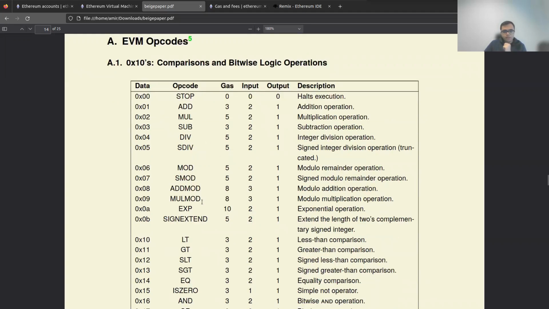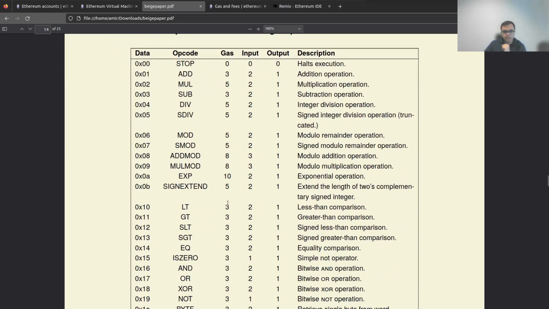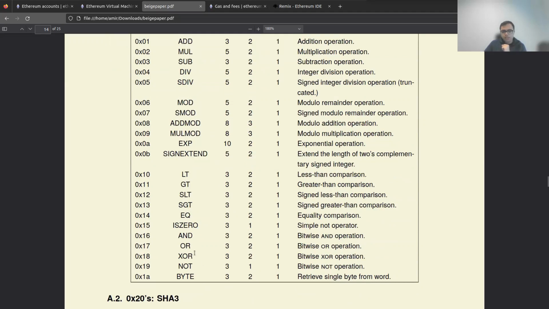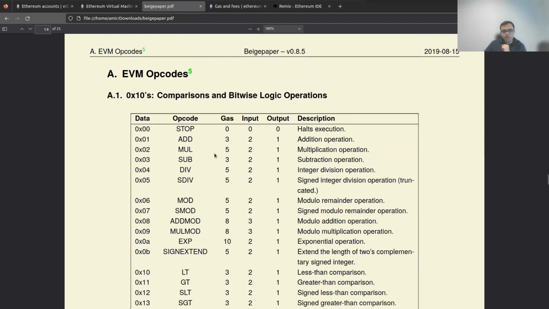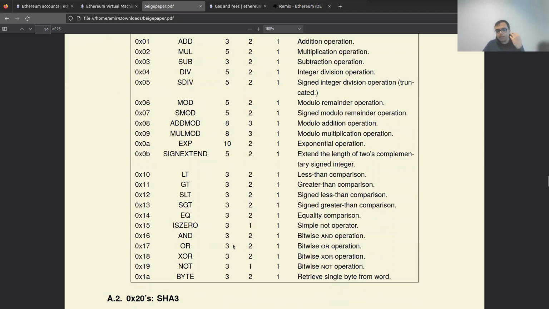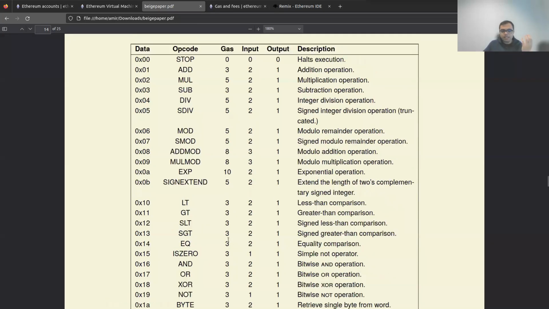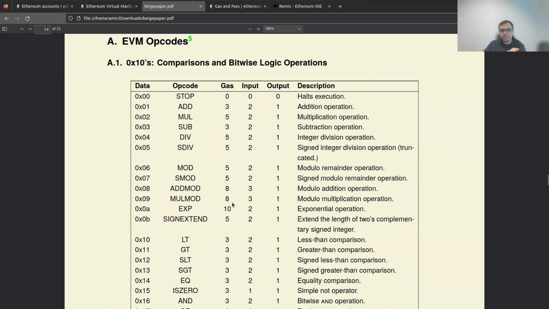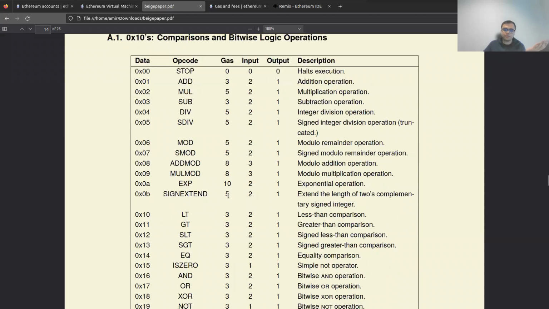So there are many operations here. There are all the usual operations that you would expect. So addition, multiplication, subtraction, division, bitwise operations AND, OR, XOR, comparisons. And for each one of them, you have a well-defined amount of gas. And this is part of the blockchain protocol. This is part of the Ethereum protocol. So these gas prices are basically hard-coded, and everyone on the network is following the same gas price.